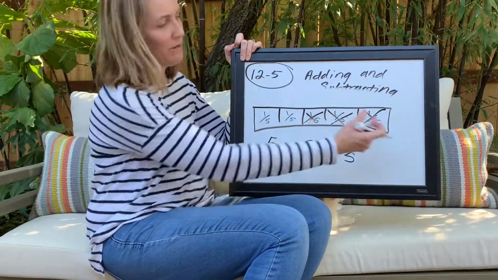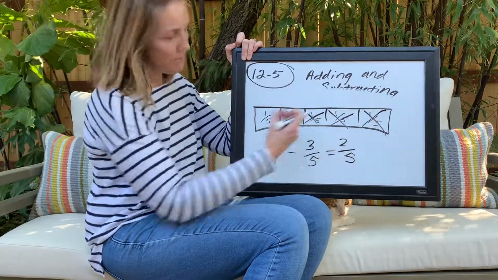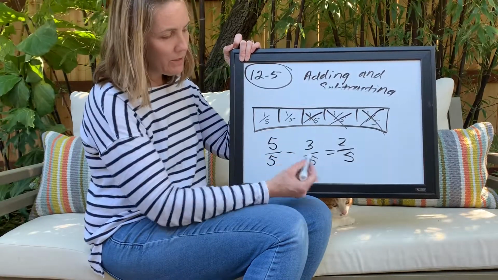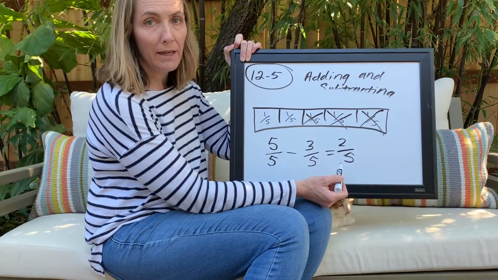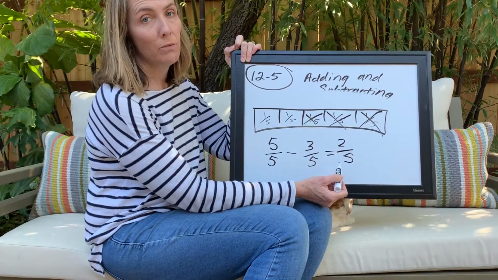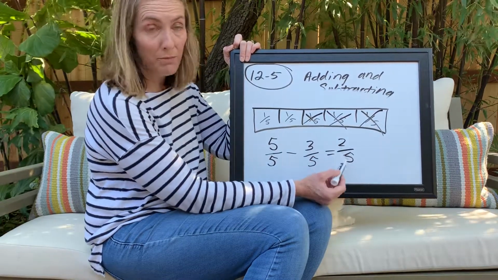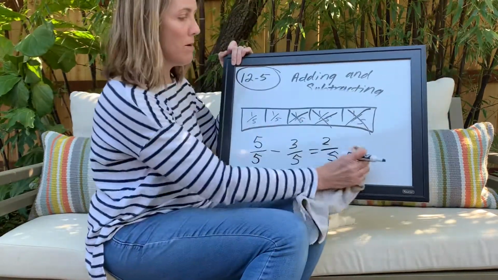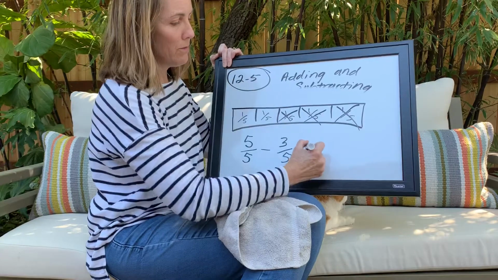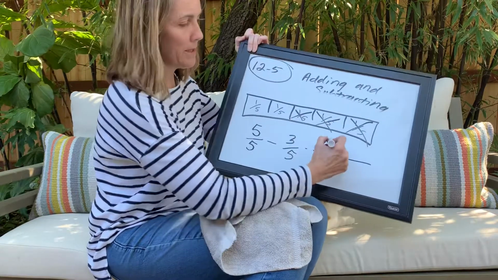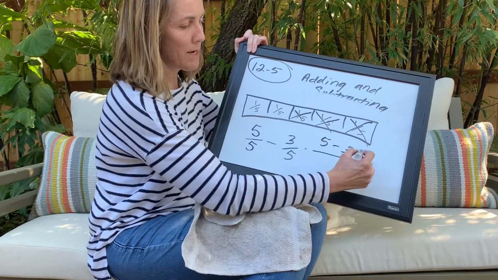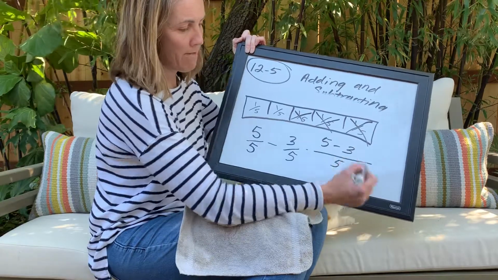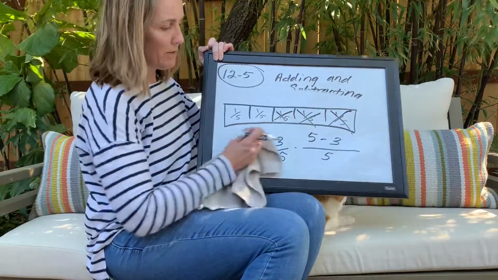So that's subtraction. You're actually taking away, eliminating. And you can see down here, 2/5, does that need to be simplified? No, it's at prime. So 2 is a prime and 5 is a prime, so we're good. Just as a quick note, you could also rewrite this problem so it looks like this: 5 subtract 3 over 5. And that's another way to see it, but we know it's 2/5.